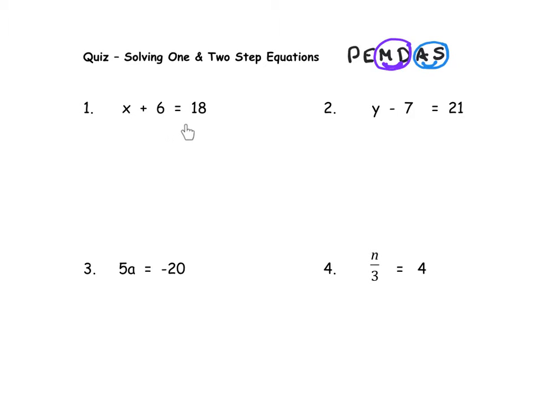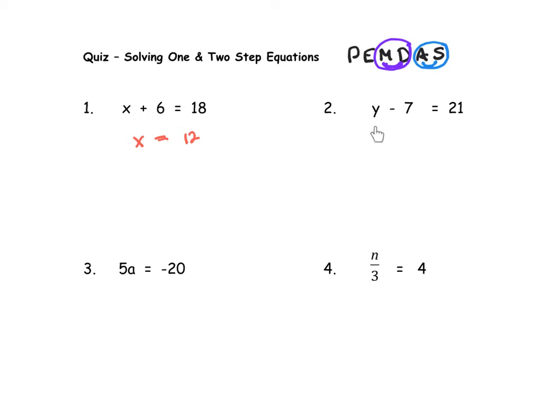X plus 6 equals 18. What solving step should you take in order to solve this? Because we see x plus 6, you needed to subtract 6 on both sides. What is the solution? The choice for this, the answer, should be x equals 12.